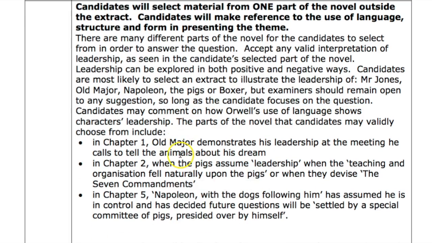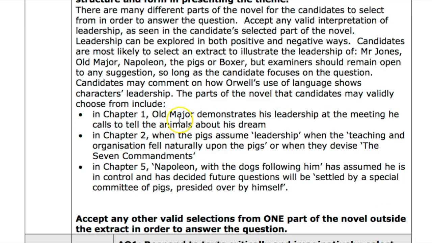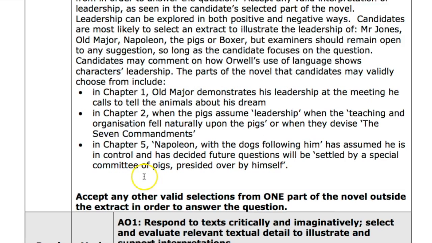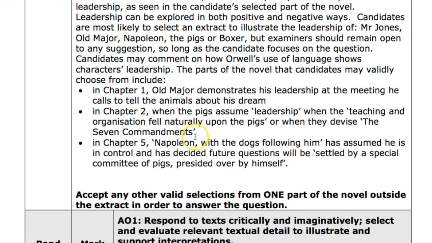So for examples, here we're given in chapter 1, Old Major demonstrates his leadership at the meeting he calls to tell the animals about his dream. Or you could choose from chapter 2, when the pigs assume leadership, when the teaching and organisation fell naturally upon the pigs, or when they devised the 7 commandments. Or you could maybe choose from chapter 5, where Napoleon, with the dogs following him, has assumed he is in control and has decided future questions will be settled by a special committee of pigs presided over by himself.